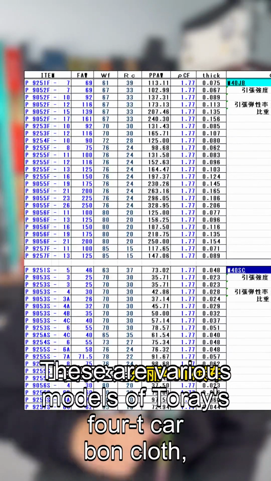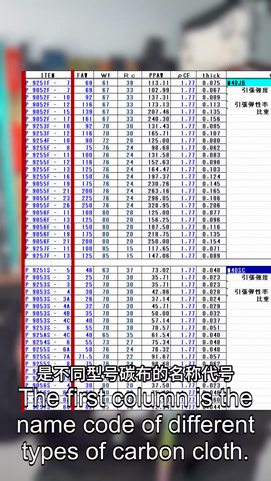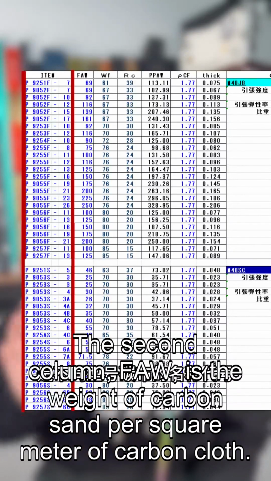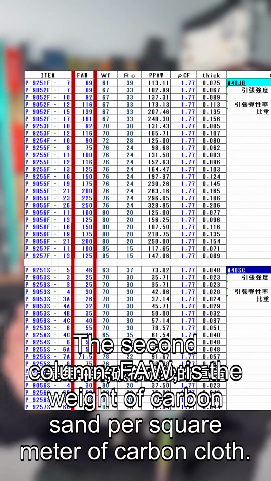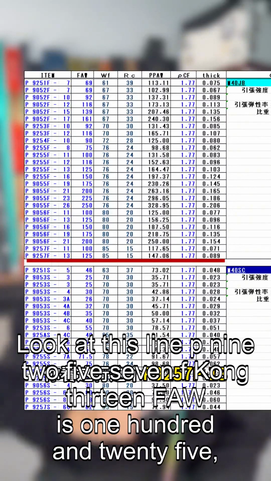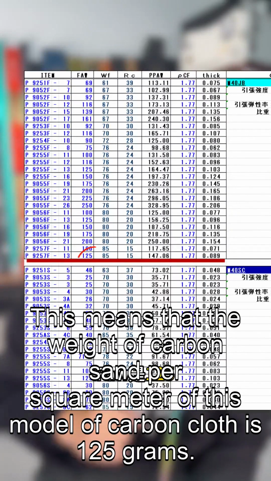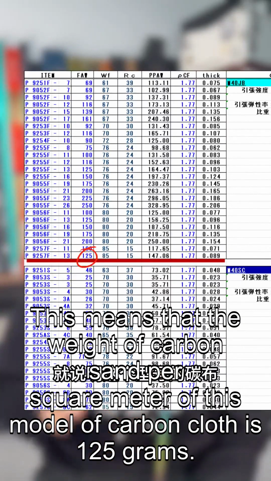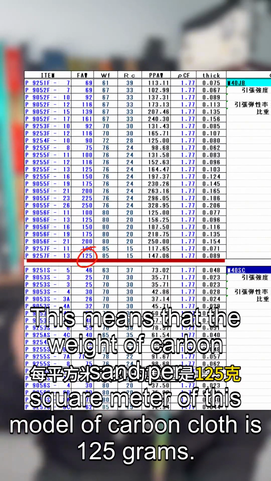Pictured above are various models of Toray's 4T carbon cloth. The first column is the name code of different types of carbon cloth. The second column, FAW, is the weight of carbon sand per square meter of carbon cloth. This is what we commonly call the cloth number. Look at this line, P9257F-13: FAW is 125. This means that the weight of carbon sand per square meter of this model of carbon cloth is 125 grams.